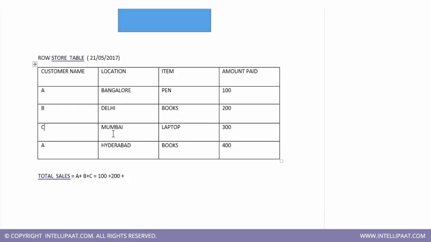The computer works in bits, 0 and 1 only. So it has to go through every bit and take the data. The cursor will go like this inside the computer and pick all the key figures and give you the value. So today my profit is 1000, my sales amount is 1000. See how long it will take, and that is for only 4 records.